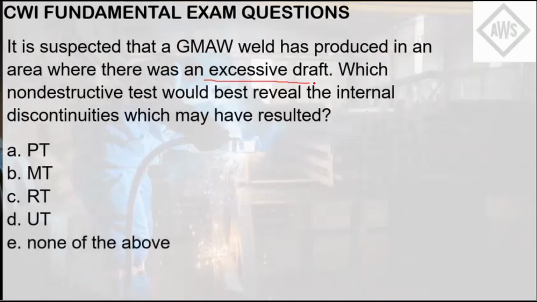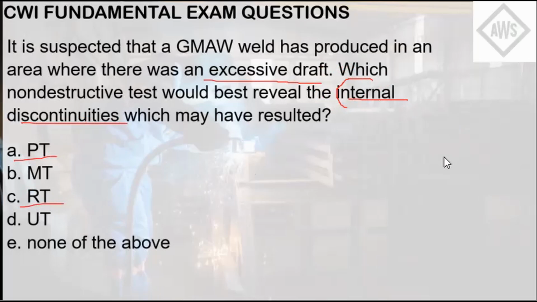So excessive drafts can blow away or remove your shielding gas altogether. This is just wind or air. So if that happens, you can have internal discontinuities here. The question might be misleading. You may answer PT here, but the answer here is RT because you can remember the keyword here, internal discontinuities. Those internal discontinuities can be best revealed by RT because it's a subsurface flaw.